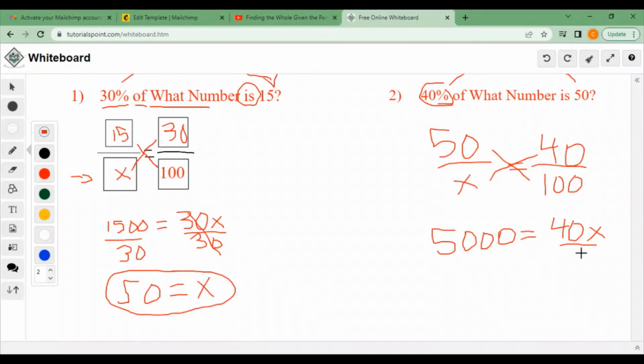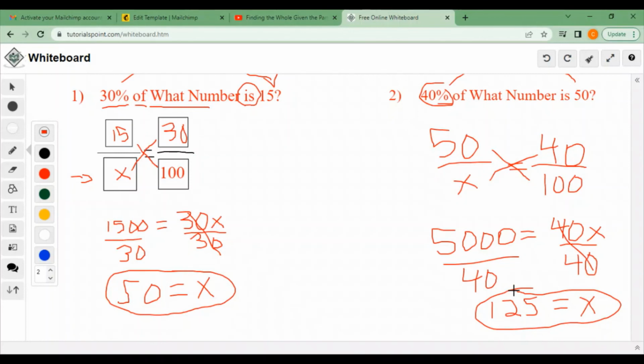So 40 times x, you have to do the opposite of what currently is happening. Since 40 is being multiplied by x, I have to undo that by dividing by 40. We're going to do it to both sides. What you do on one side, you have to do to the other, to keep it in balance. So 40 divided by 40 is 1. Usually we just say x if it's going to equal 1. And then we just do our division. I did that in my calculator, and it comes out to 125. So we know that x equals 125.